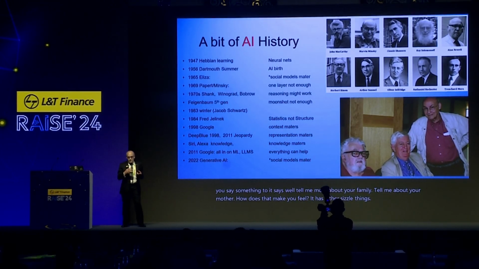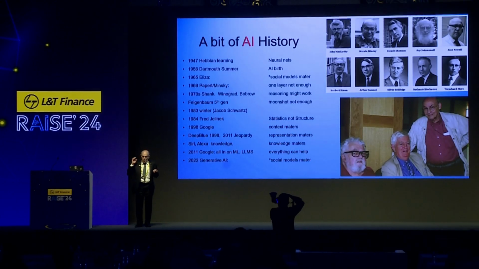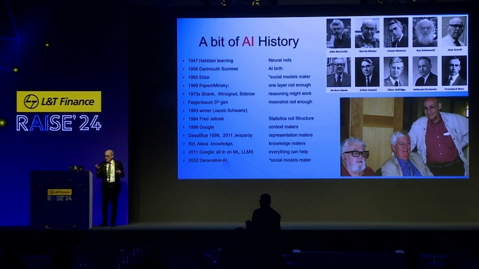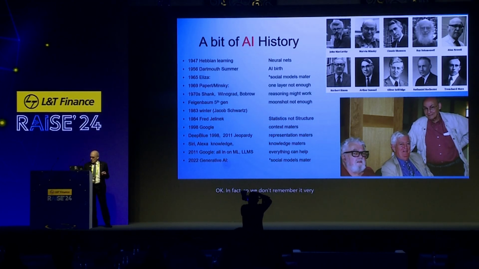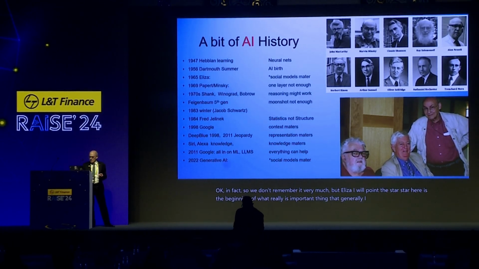PARRY was another AI system that was modeling psychological things. It had a 2,000-rule system to model schizophrenia. Nobody wanted to talk to this thing, okay? In fact, we don't remember it very much. But ELIZA, I will point the star here, is the beginning of what really is the important thing that generative AI brought. After that, we have Seymour Papert and Marvin Minsky.